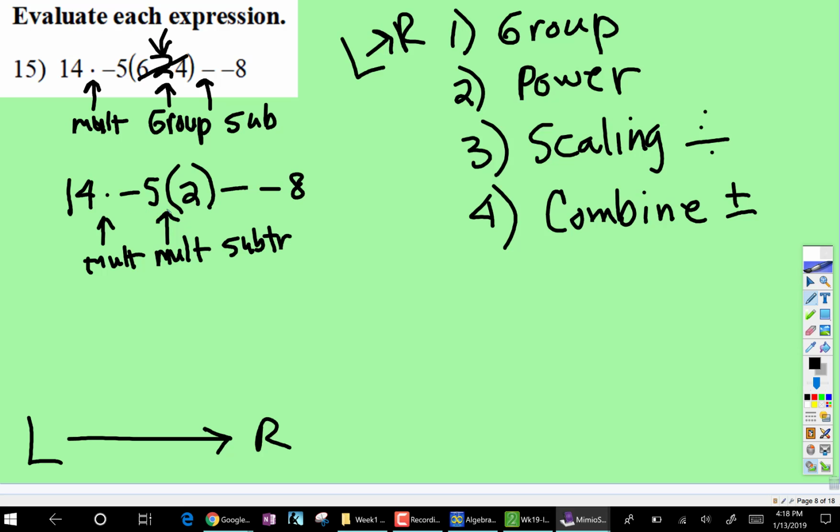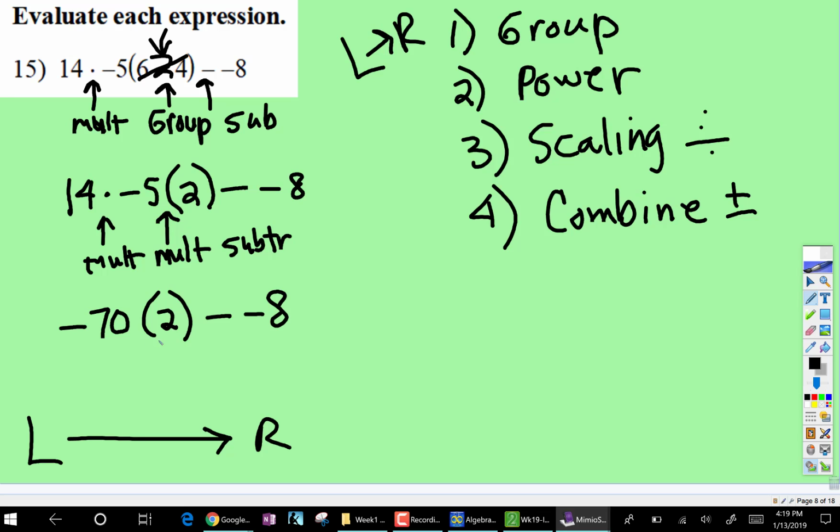Well, which one do you multiply first? Some of you might think, well, 2, it's in a group. Well, that parentheses, since 2 is the only thing inside the parentheses, that just means multiply. So we're going to start from the left. 14 times negative 5 is negative 70. Times 2, subtract negative 8.